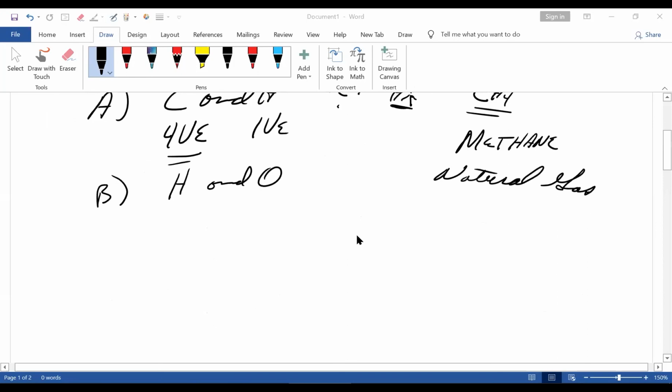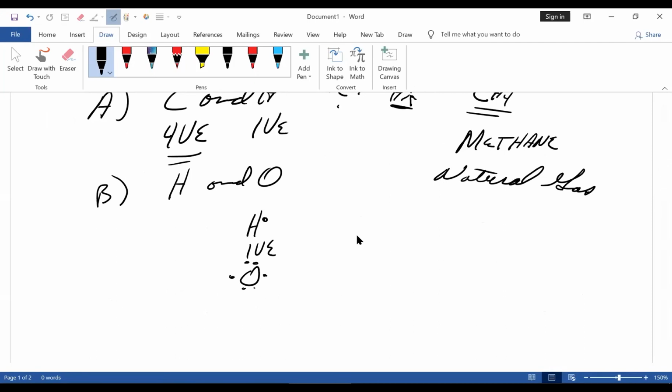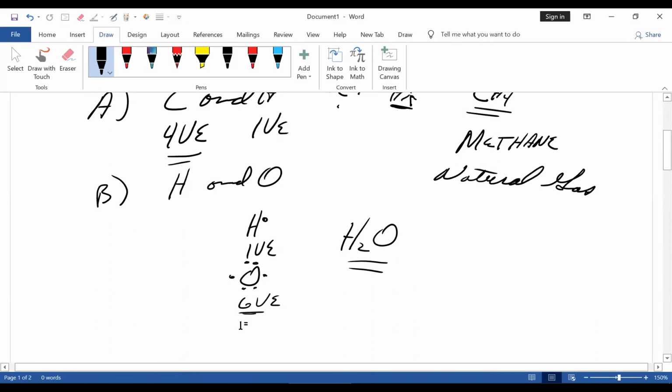Let me move here. We have hydrogen, 1 valence electron. We have oxygen with 6 valence electrons. It wants to have 8. So how many hydrogens do you need to get 2 more valence electrons? The answer is 2. And that's why water is H2O. And that gives everybody an octet. Remember, hydrogen's octet is just 2, so it just needs one more.